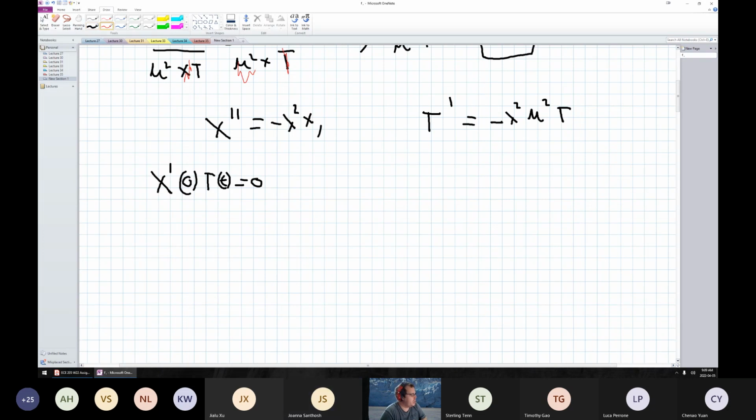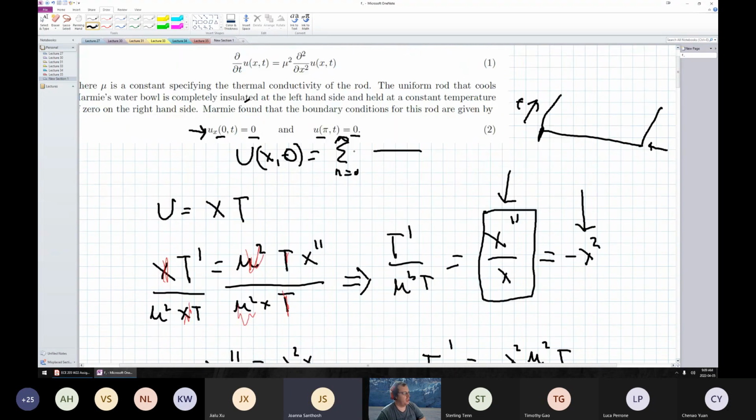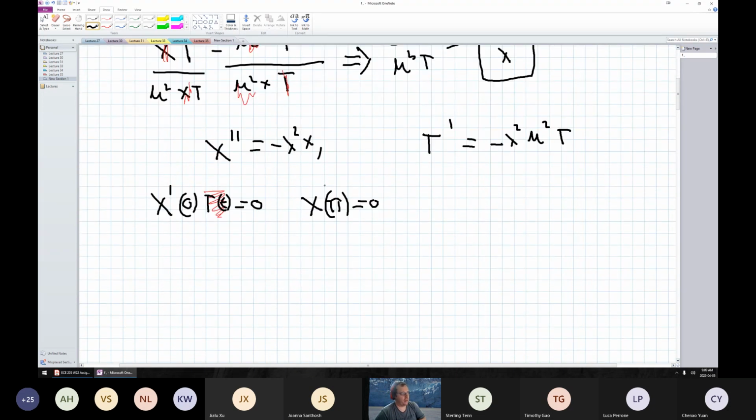So here I could just say, hey, if t is 0, then the whole thing is 0, so this has to go away, right? So that's my first boundary condition. The other boundary condition would just be x at pi has to be 0. So just chasing that out, those are my boundary conditions.